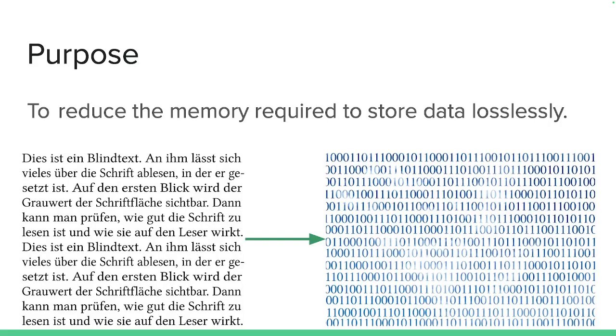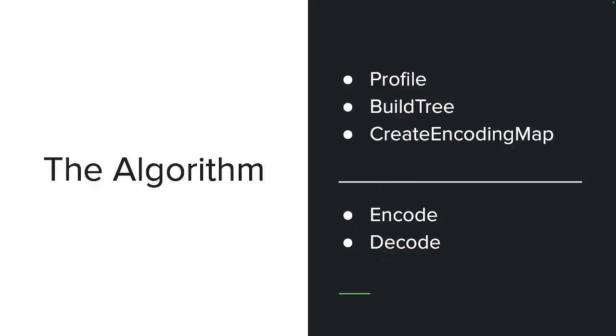The first thing to know about Huffman encoding is it's a compression algorithm. We're trying to reduce the memory required to store data without losing any of the information. So here on the left, as an example, is some text. And with Huffman encoding, we're going to store that text in less zeros and ones than we were before. And I'm going to show you how that works.